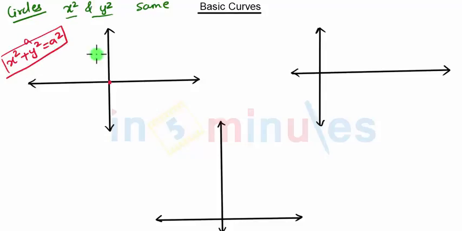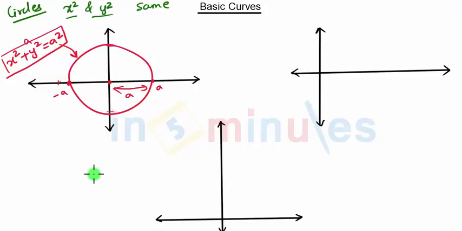So the radius is a, so this point will be a, this point will be a, this point will be minus a, and this point will also be minus a. So our circle will be something like this. This point is minus a, this point is a, and this length will be a, which is the radius. So this is the equation of a circle whose center is the origin.